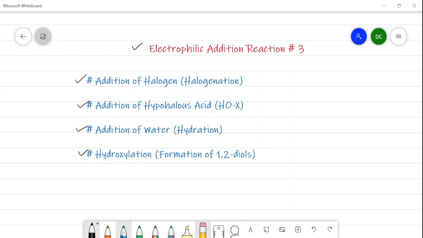double bond carbon. In the first and second, addition of halogen and addition of hypohalous acid, halogen is used. In one reaction there is a presence of inert solvent, and in the other reaction there is a presence of water. So we will start with the addition of halogen.